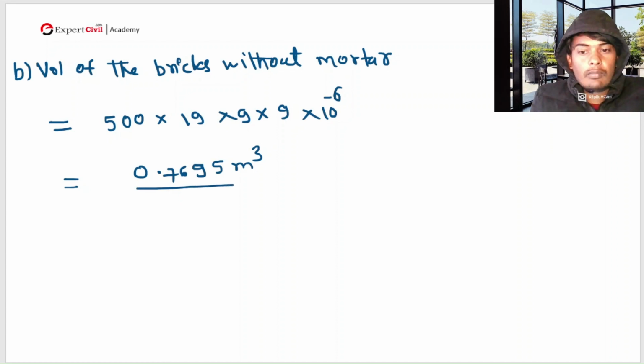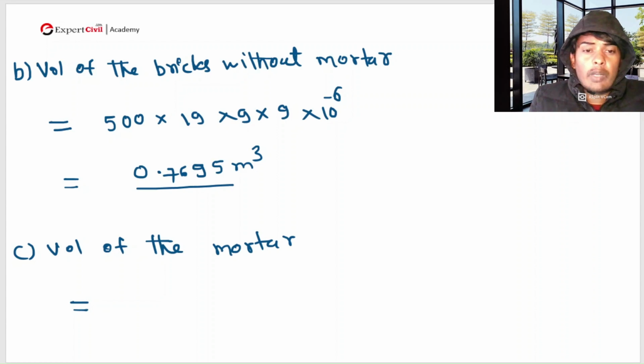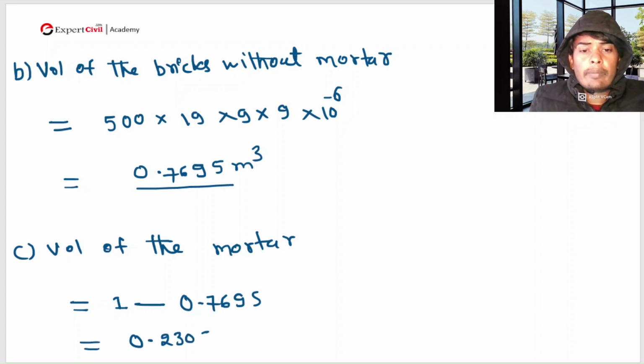So here the volume of the brick without mortar is 0.7695 meter cube, and in part C we will find the volume of the mortar. So the volume of the mortar is the volume of the brickwork, which is 1 meter cube, minus the volume of the bricks without mortar, which is 0.7695. So the value comes to 0.2305 meter cube.